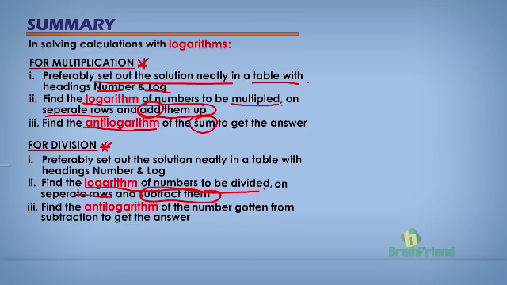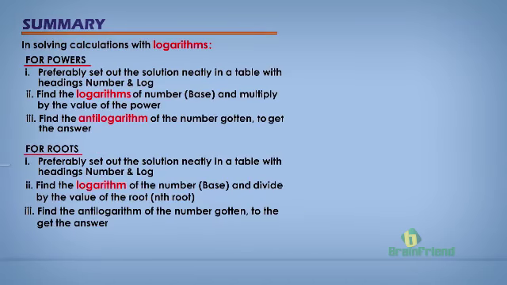From the laws of indices, the quotient law of indices to be exact, whenever we have cases of division, remember we said we subtract the powers. Finally, the anti-logarithm of the number that we get from our subtraction here is found. The anti-logarithm gives us our final answer. So for calculations involving powers, once again, we set it out on the table, a neat table.